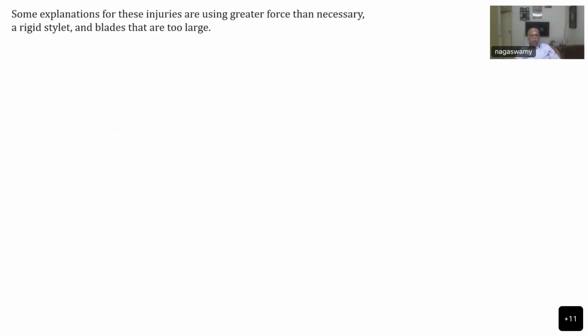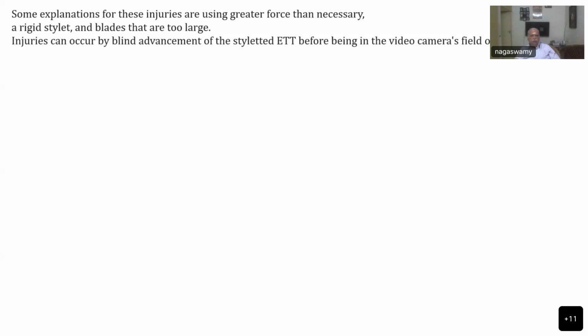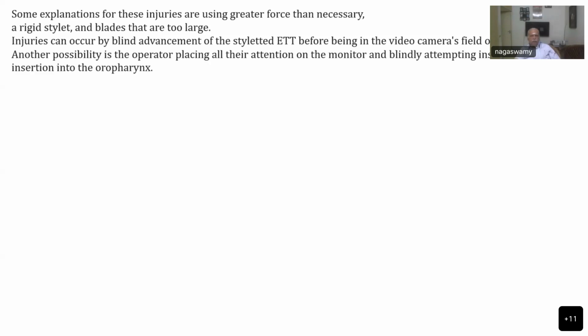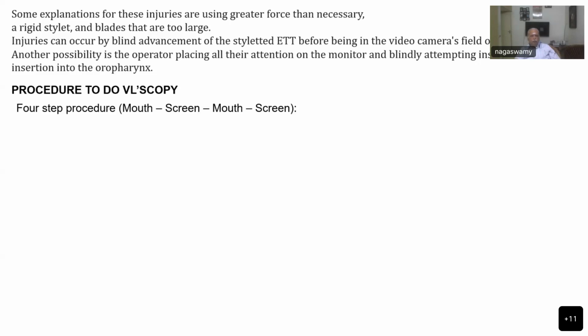Some explanations may be a rigid stylet or blades that are too large. These are all the reasons. So you have to choose the correct size blade, and blind advancement of the stylet or the ET tube may be the other cause for damaging the soft tissues. Another possibility is the operator placing all their attention on the monitor and blindly attempting to insert the tube without seeing the oral cavity. So for this reason, they have introduced a procedure called the mouth screen technique, which he described as step 1, step 2.